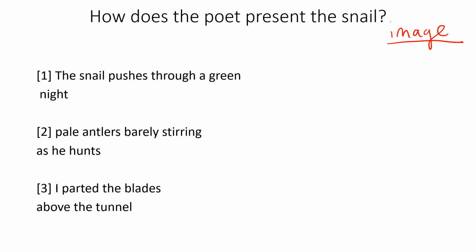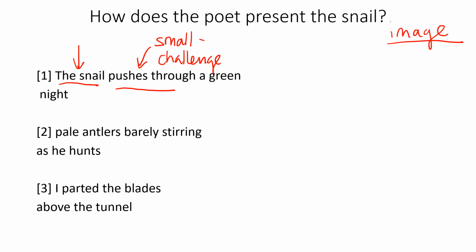So if we look at the first one, the snail pushes through a green night. Now, very simple. We've not got any additional detail about the snail. We've just called it the snail, haven't we? And the poet has. But I think this idea of pushes through really gives us a sense of something small and something kind of challenging, trying to fight their way around. It gives that sense of this challenge that we've got. And because we know snails are very, very small, we can see that sense of sympathy. And that's what we expect snails to be, very, very small and tiny.